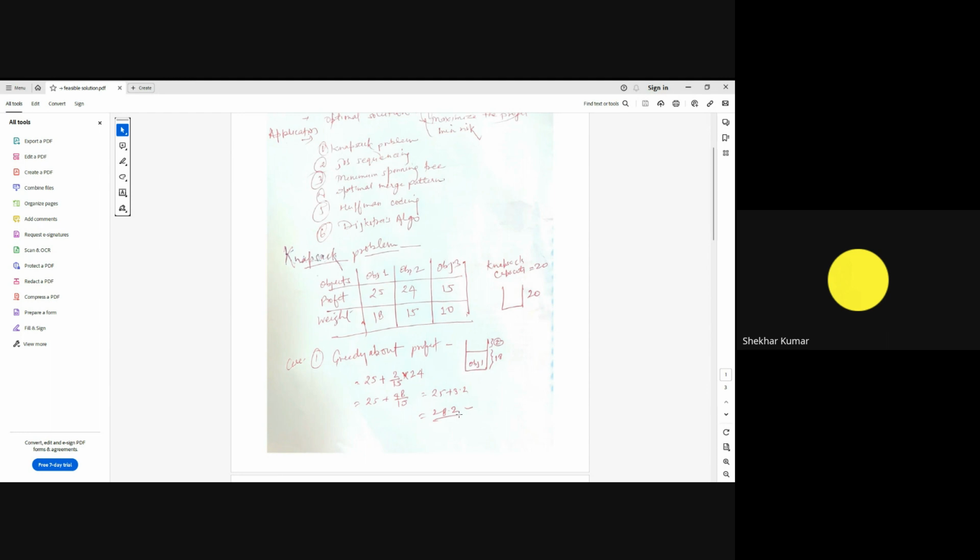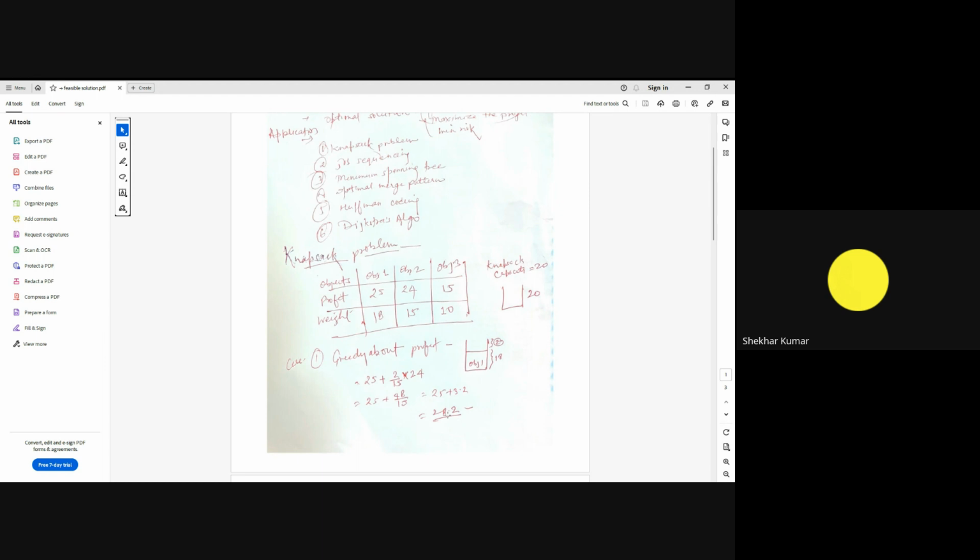In the first case, we have checked about the profit. We are greedy about the profit. When we are greedy about the profit, we find that the solution is 28.2. The maximum profit is 28.2 in the first case. When we are greedy about the profit, how can we say that this is our optimal solution? No, this is not our optimal solution.